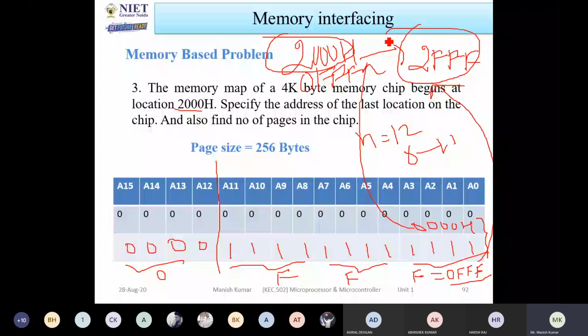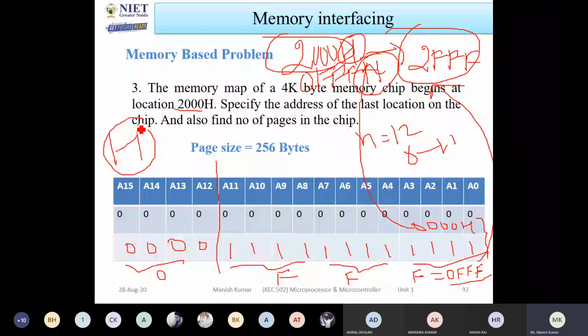So sometimes it is asking for the address of the last location. But sometimes what will happen? The last location is given. Why did we add 0FFH? H indicates hexadecimal. H is not a number. Wherever I'm writing H, that indicates hexadecimal numbers. Okay?